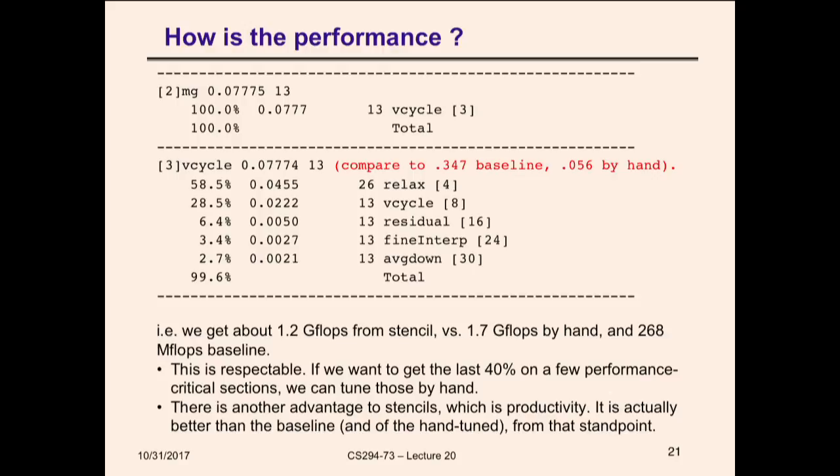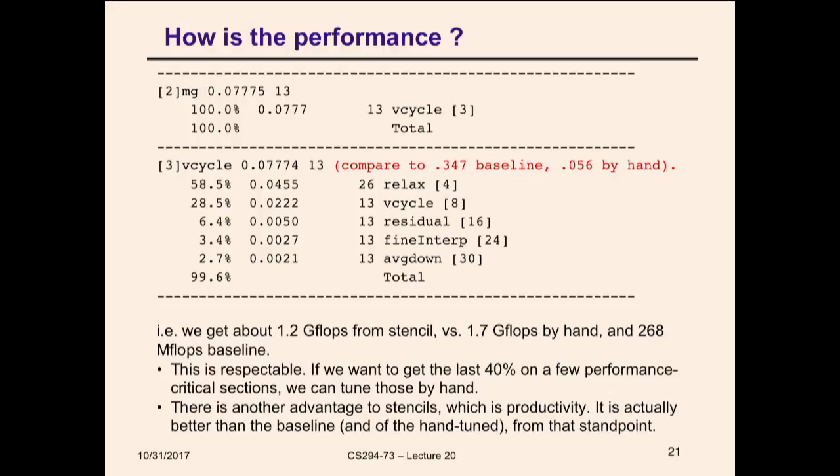However, there's another not so hidden advantage to using stencils that maybe makes it worth having the last 40%, which is that it's more productive. It's more productive in the sense that the number of lines of code to achieve a certain functionality is actually fewer than in the baseline. That's because we are manipulating and using higher order constructions. We are not doing things a grid point at a time. We're doing things a whole grid at once.